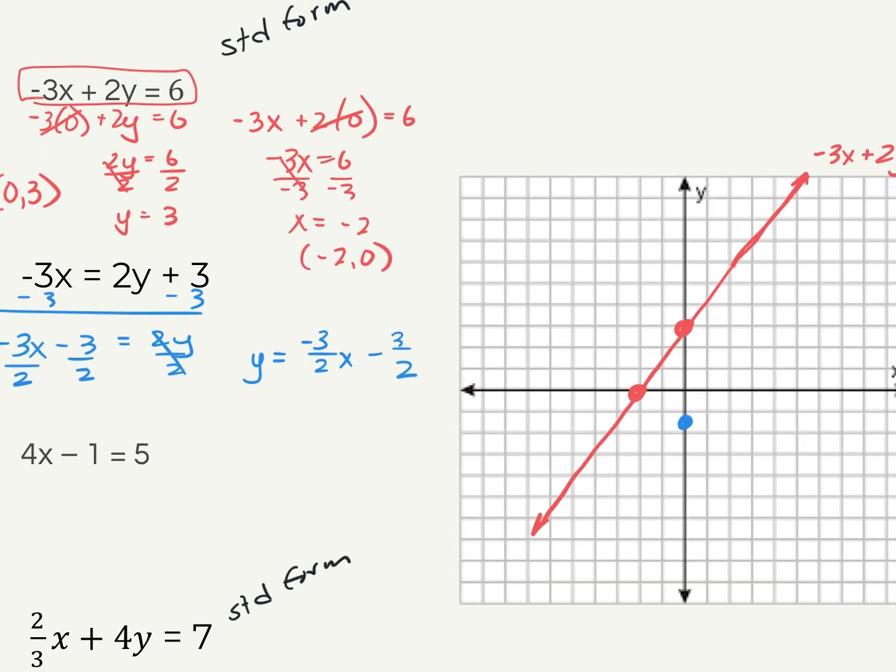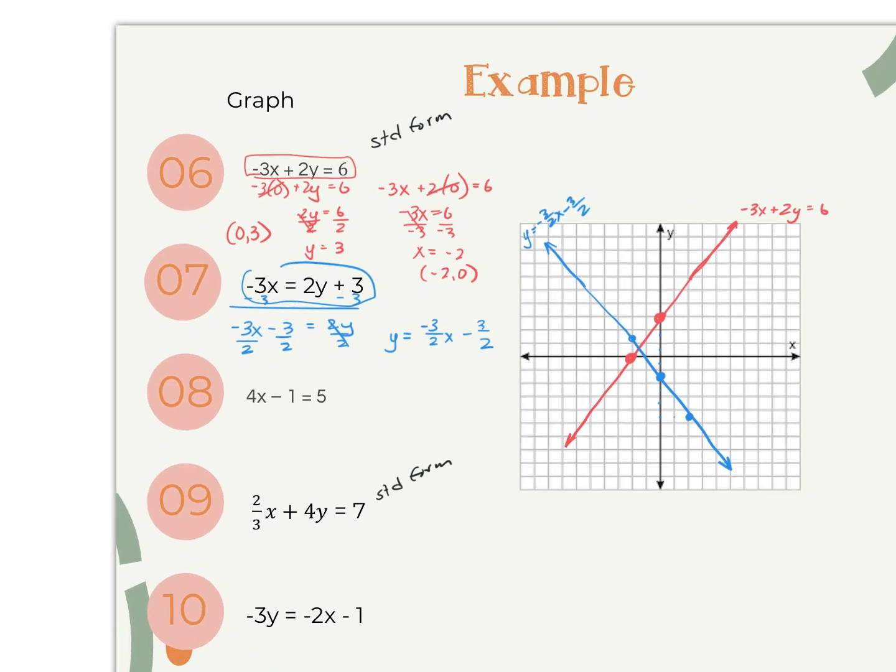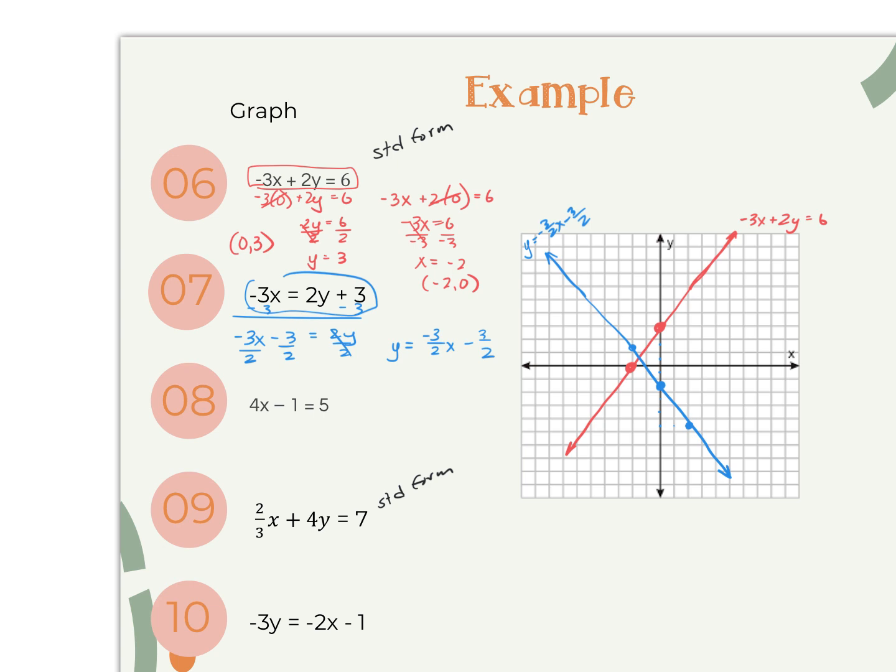So I can either go down 3, 1, 2, 3, over 2, like that. Or I could go up 3 and over 2, like that. And either way, I'm going to be able to get my line. I know my lines aren't great today, sorry. And this is the line. I can use my new equation if I want, or I could use this original equation. But either way, it's the line for number 7.